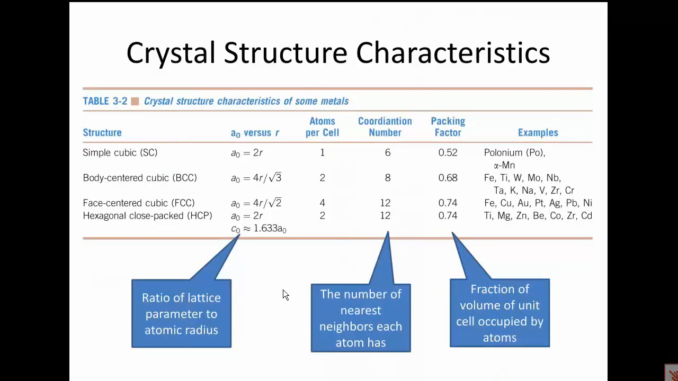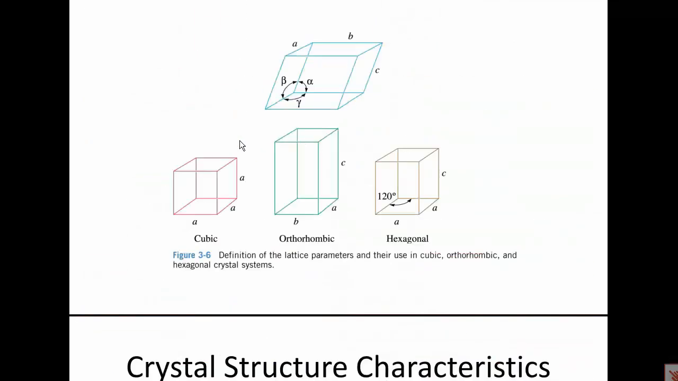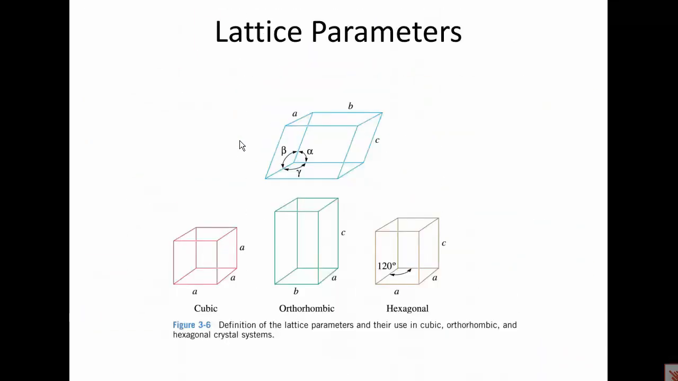Let us look at the important characteristics of crystal structures. In the previous slide, let me just reiterate the importance of A, the lattice parameter. For cubic crystals, this is the length of the sides of the cube that forms a unit cell. In the hexagonal unit cell, A is the size of the parallelogram that forms the base of the unit cell.